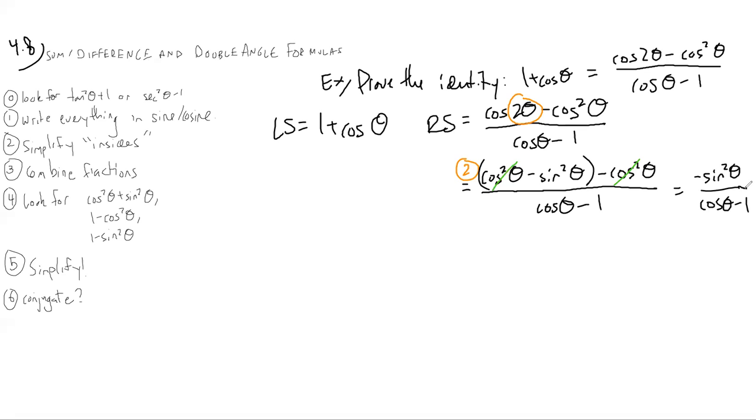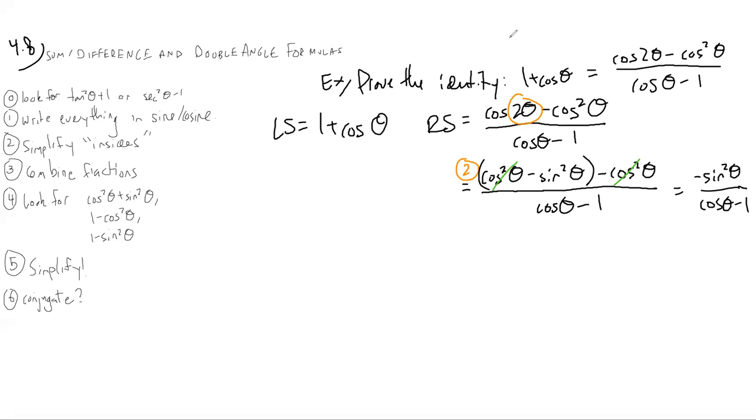Looking for cos squared plus sine squared. No, I don't see that. I don't see any obvious incarnations of that Pythagorean identity. I can't simplify either side at all. And so everything else is exhausted, but the left side and the right side don't look equal.